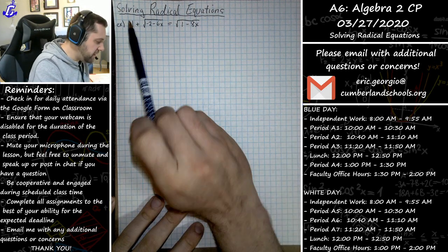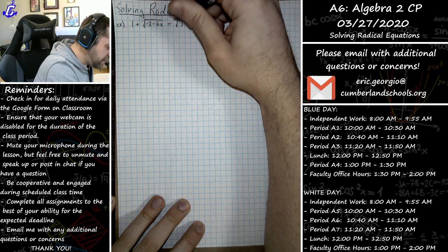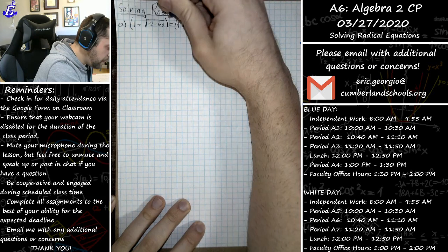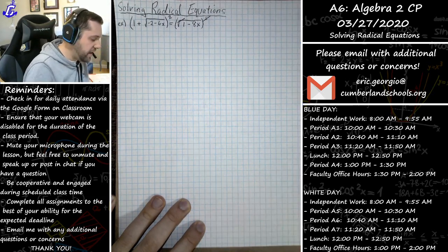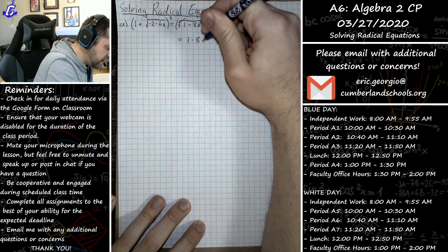Again, looking at a problem like this, it's impossible to isolate both radicals, so we just have to work with what we've got. I'm going to go ahead and square both sides. On the right side, the square root and square will cancel out. That just leaves us with 1 minus 8x. Nice and easy on that right side.